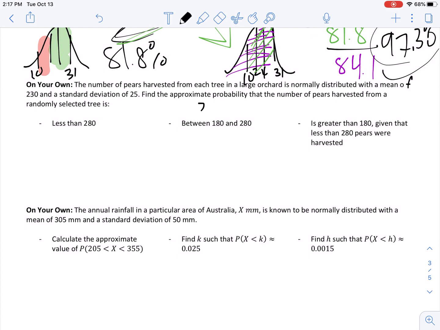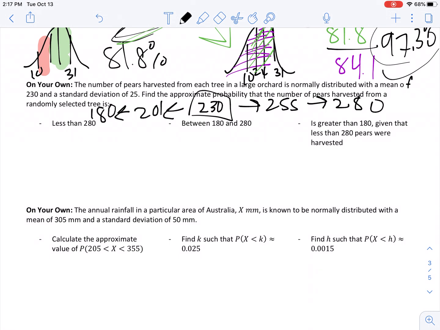Okay, so 230. I'm going to go out 1 and I'm going to get 255. Go out 2 and I'm going to get 280. Do the same thing this way. Subtract 25. I'm going to subtract 25 once again. So this is plus 1, this is plus 2, minus 1, minus 2. Those minuses and pluses are based off of how many standard deviations you went out from the mean of 230.